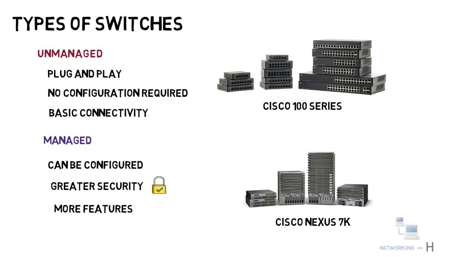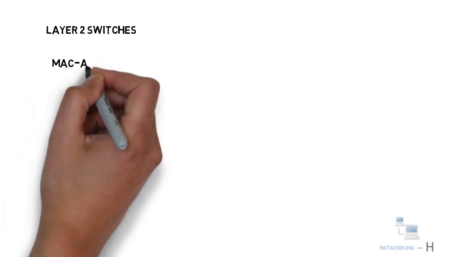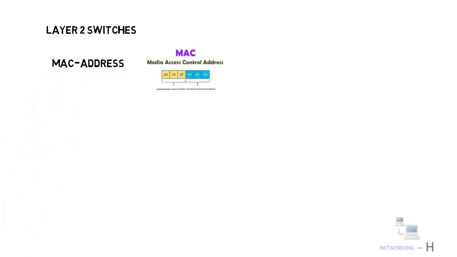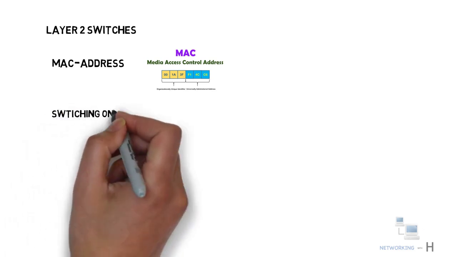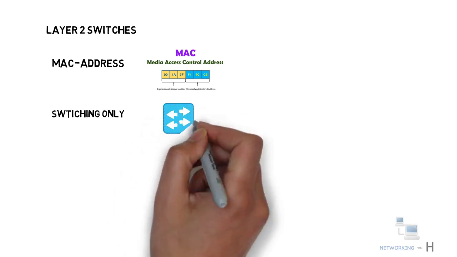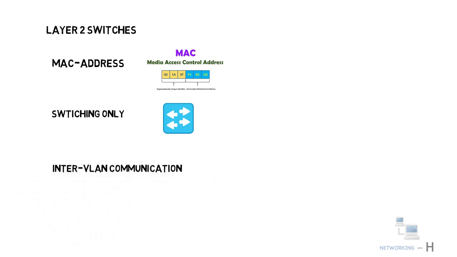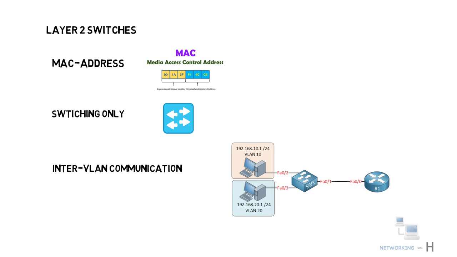Managed switches are further divided into two types, layer 2 and layer 3. A layer 2 switch works with MAC addresses only and does not care about the IP address. Layer 2 switches basically do switching only, which means they operate using the devices' MAC addresses to redirect the data packets from the source port to the destination port. For inter-VLAN communication on a layer 2 switch, an external layer 3 router will be required for the devices to communicate.